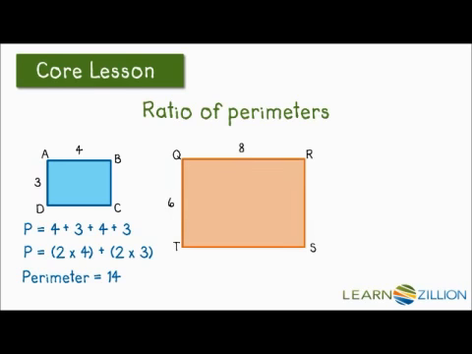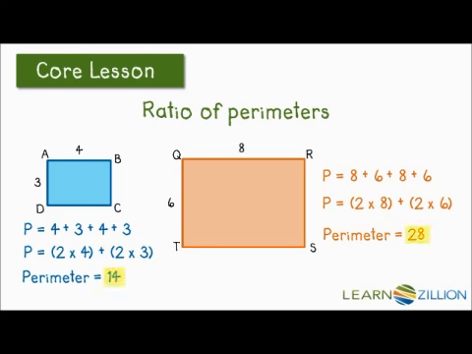That gives us a large rectangle with a height of 6 and a base of 8. We add to find its perimeter, which is like adding 2 groups of 8 plus 2 groups of 6 for a total perimeter of 28. Notice that the scale factor of the sides was 1 to 2, and the scale factor of the perimeters, 14 to 28, is also 1 to 2.